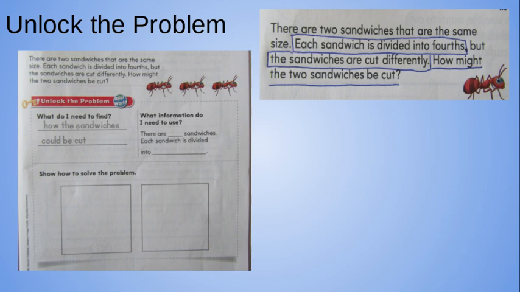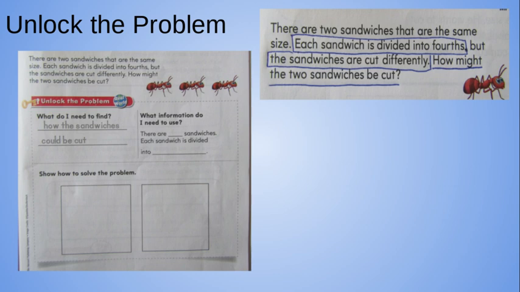I underlined how might the two sandwiches be cut, and I've boxed up that each sandwich is divided into fourths. The sandwiches are cut differently. So that tells me I'm going to be dividing both sandwiches into fourths, or 4 equal parts, but I have to do it in 2 different ways.